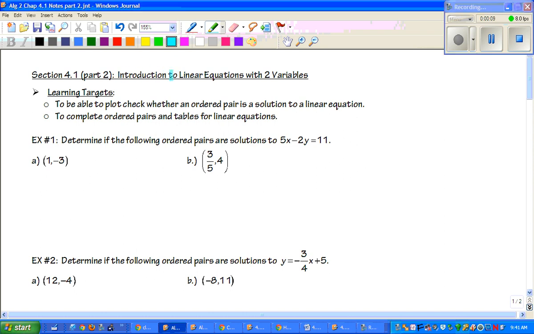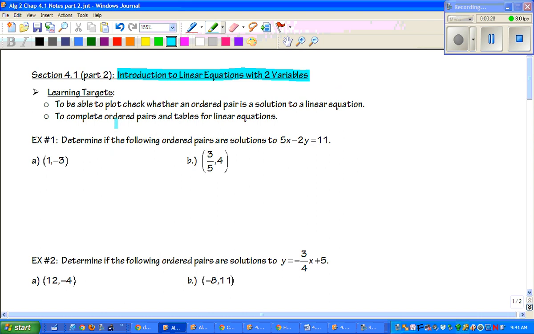Today is our introduction to linear equations with two variables. Our learning target today is to be able to check whether an ordered pair is a solution to a linear equation and to complete ordered pairs and tables for linear equations. So let's go ahead and get started.